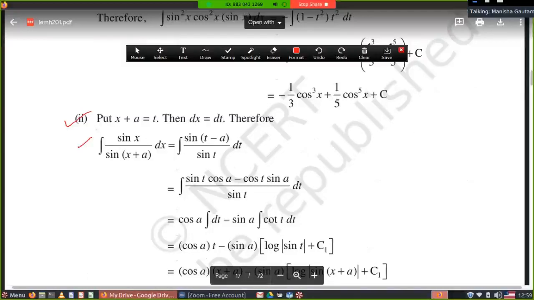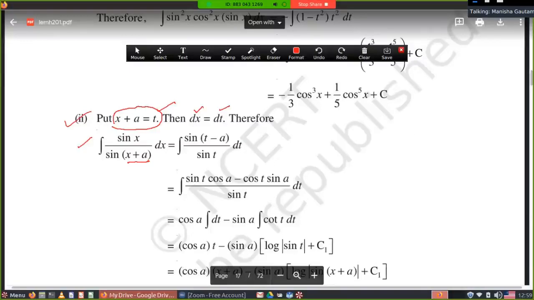Now what we did for this, we have substituted x plus a is equal to t. This angle you have to substitute. When you differentiate it, dx is equal to dt.